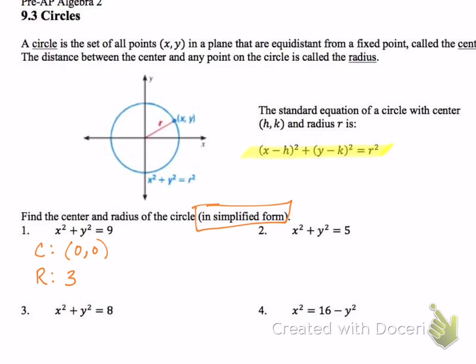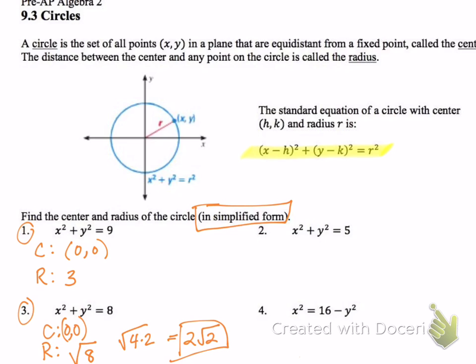So if we look at number 3, my center would be at 0, 0. My radius would be the square root of 8. And I can simplify that by doing what? The radical thing. So I can take out a 4. So it's like saying 4 times 2, which would be 2 square root of 2. So I'm wanting you to simplify it in radical form.